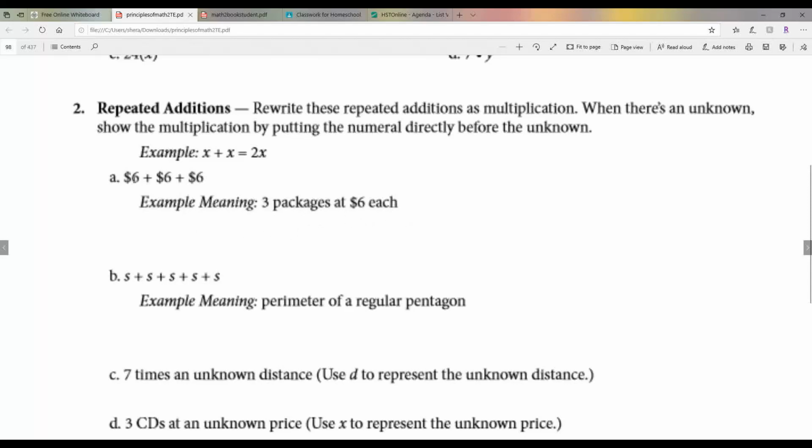Okay, so your answer here, let me see how they put it in the book so I can make sure I show you the right way. I'm on the wrong page. So on this one, because you don't have any variables, it would be $6 times 3. And you just write it however.